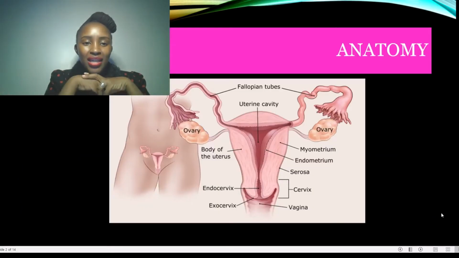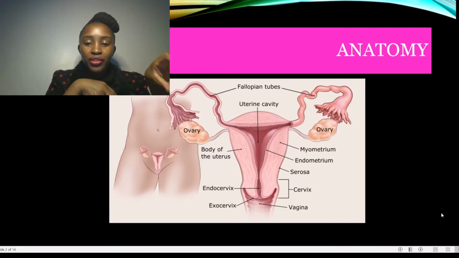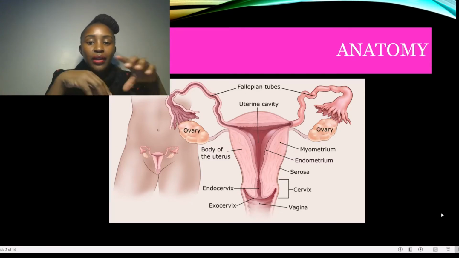To understand endometrial cancer, it is important to understand the anatomy of the female reproductive system, beginning with the ovary, the fallopian tube, and then the uterus. The endometrium is part of the uterus, and the uterus has three main parts: the cervix, which runs from the end of the vagina to the endocervix, then the isthmus or body cavity of the uterus, and then the fundus, the topmost part of the uterus.